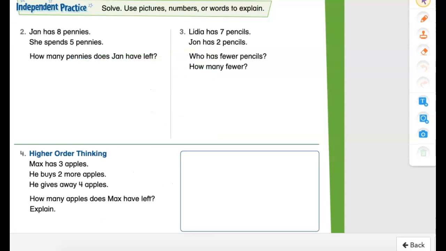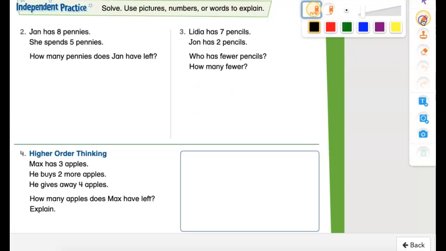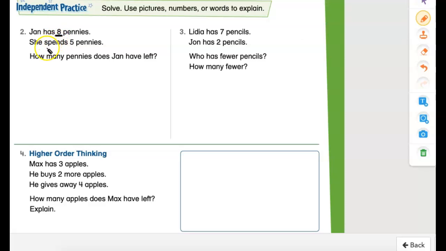Independent practice that begins on page 39 begins with question number 2. It says Jan has 8 pennies. So Jan has 8 pennies. She spends 5 of these pennies. So how many pennies does Jan have left? How many does she have left?